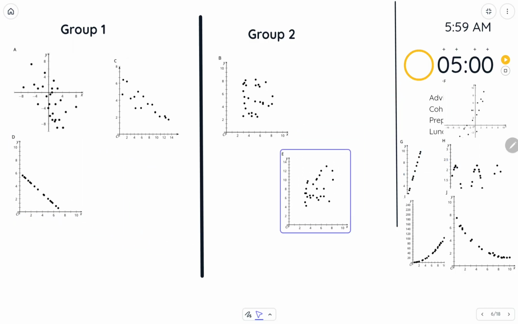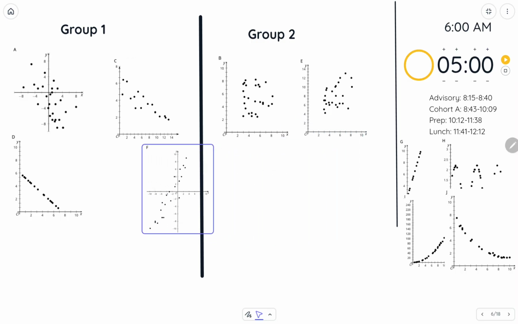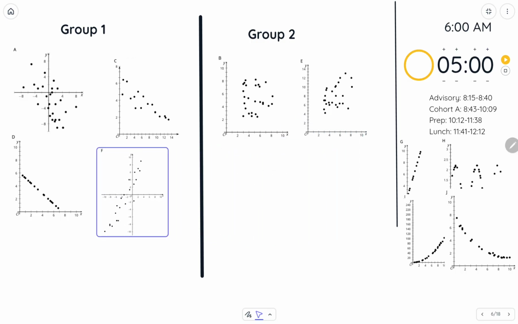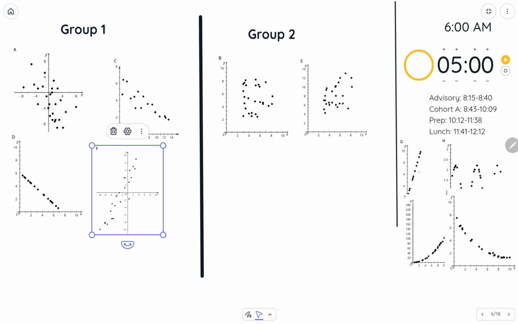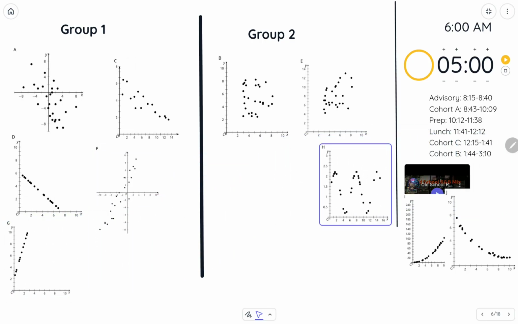For E, that one looks kind of random. It looks like it is probably going up in the positive direction, but not really something that I feel like I could draw a really good line through. For F, definitely an upward trend. For G, also very accurate.